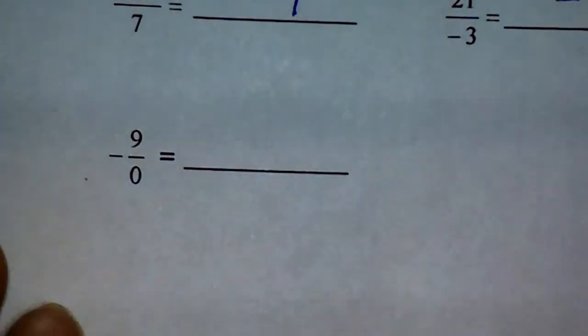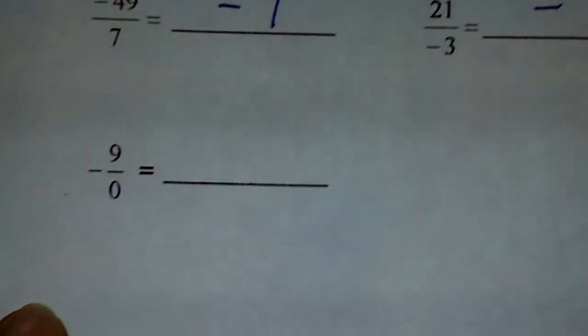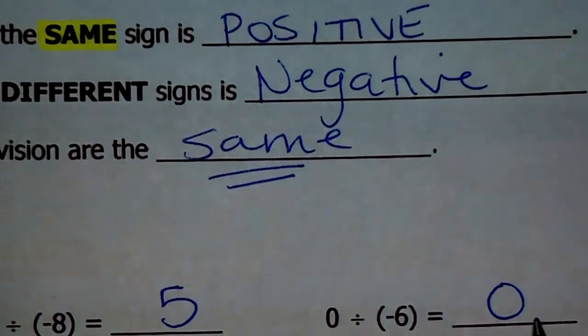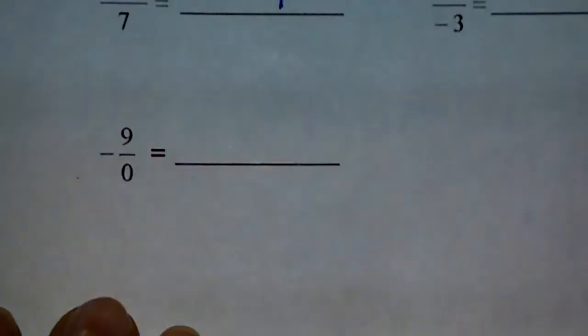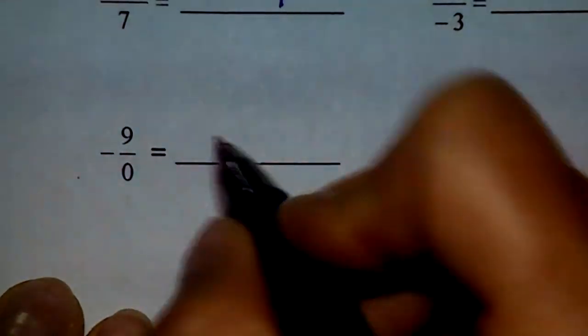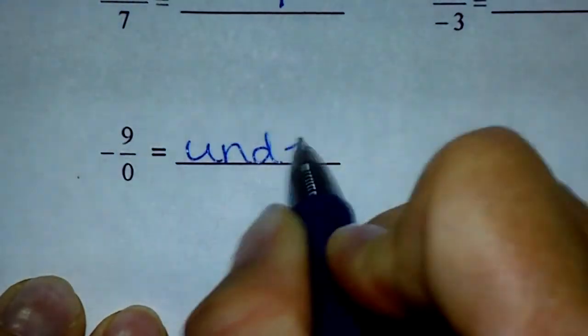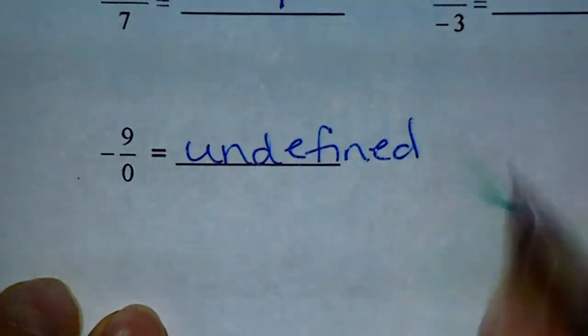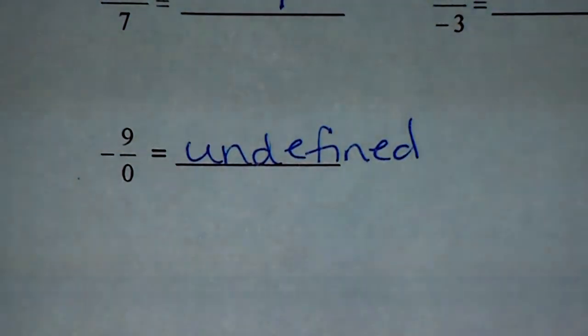Last one, I have the opposite of 9 divided by 0. Now we know that 0 divided by a number is 0. But if you try to divide by 0, try it in your calculator. It's going to come up as error. It's going to tell you can't do it. That's because you can't divide something by nothing. If you're dividing by nothing, you're not doing anything, right? So the answer to this is actually called undefined. There's no definition for it, meaning there's no answer for it.